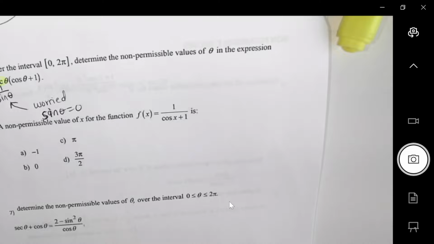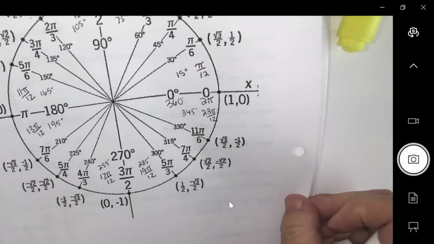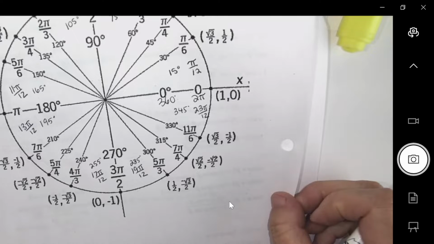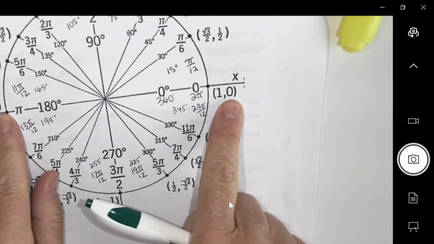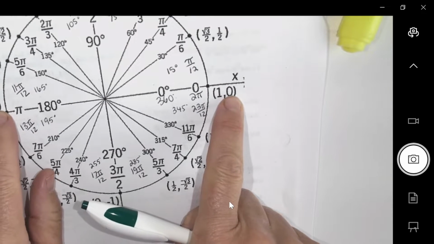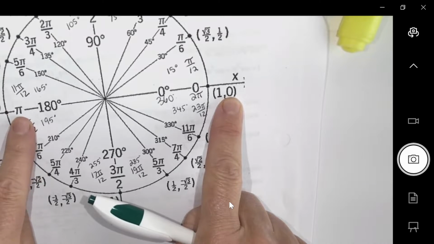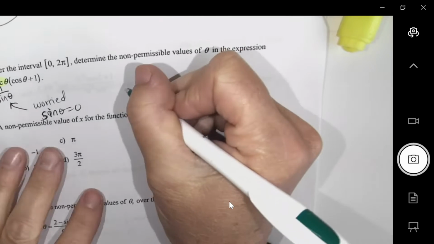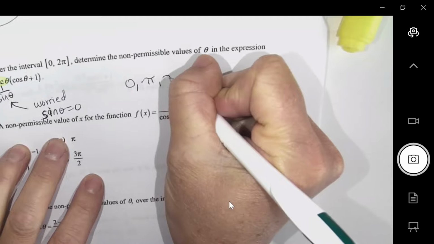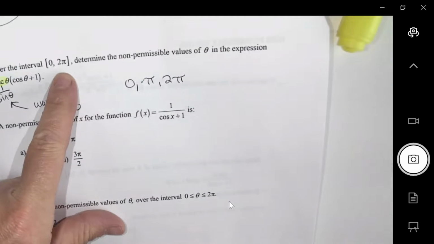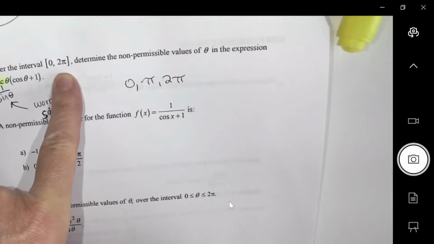So where does that happen? I'm looking at my unit circle. Where is a y of 0? Here and here. Okay, I'm worried about these spots, these angles. So 0, pi, and 2 pi, because that's in my domain.